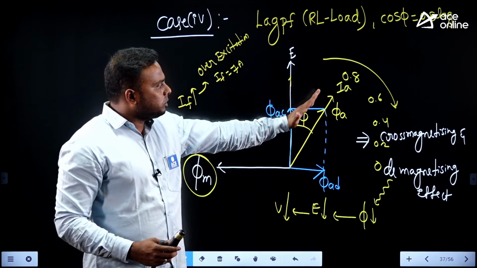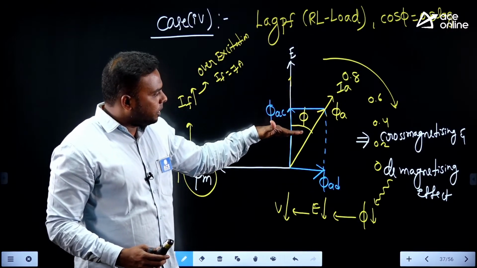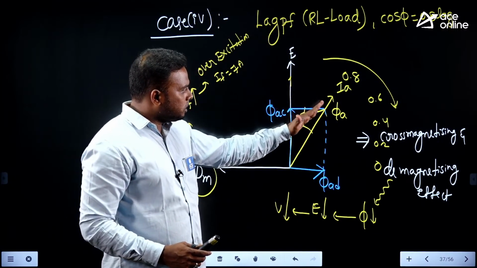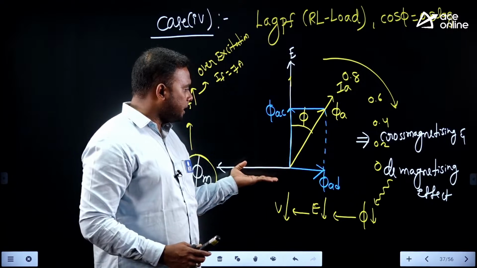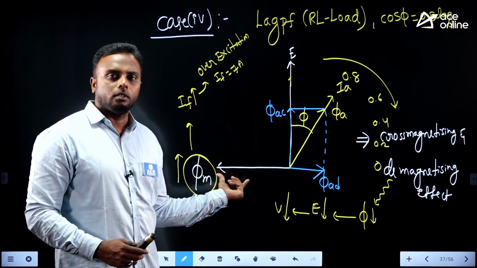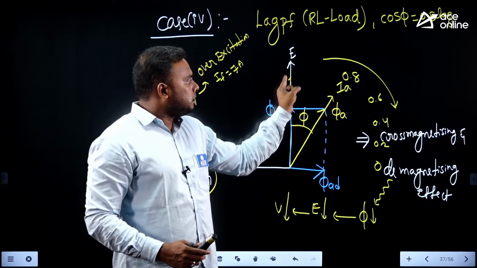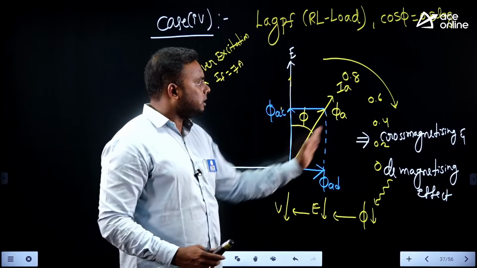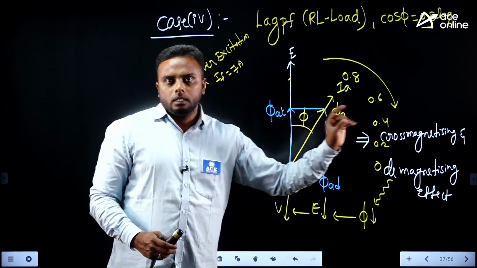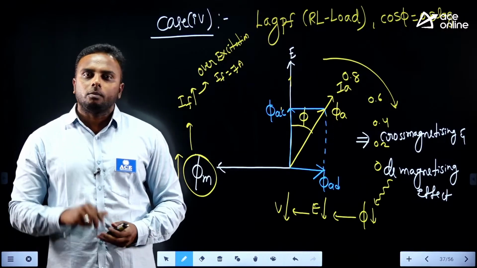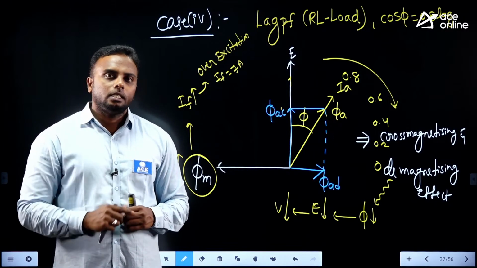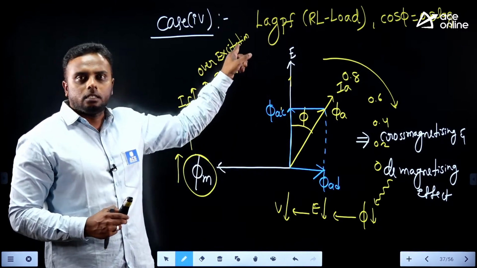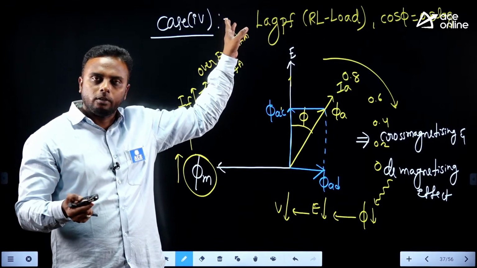Whenever IA moves in this direction, the cross magnetizing component will decrease and the demagnetizing component will increase. Whenever IA moves towards this 180 degrees, which is 180 degrees with the main flux, the demagnetizing effect increases and the cross magnetizing effect decreases. You can consider this by drawing different IAs here. So whenever power factor decreases from UPF, the demagnetizing effect increases. As the demagnetizing effect increases, we also should increase the excitation slowly, 5, 5.5, 6, 6.5 like that.